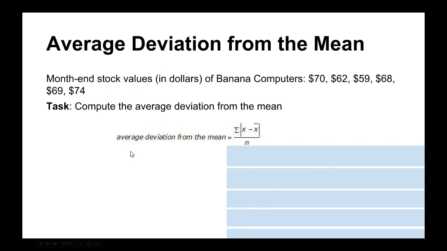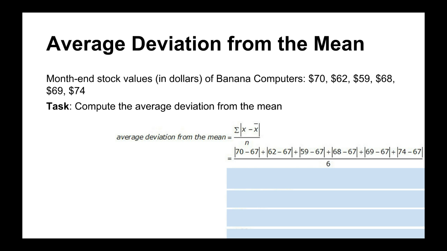And our formula is the familiar one that we've been working with, the sum of the absolute value of x minus x bar all over n. Now, in the first case, we know that our mean is 67. You might recall that from the last lesson. And what we have to do is take every single value and compare it to 67. So 70 minus 67, 3. Plus 62 minus 67, which in that case is negative 5. However, remember that you end up with positive 5. So, next line, 3 plus 5 plus 8 plus 1 plus 2 plus 7, all over 6.